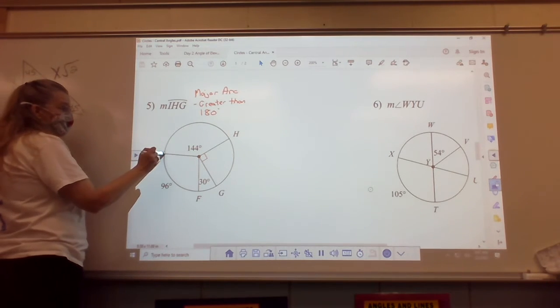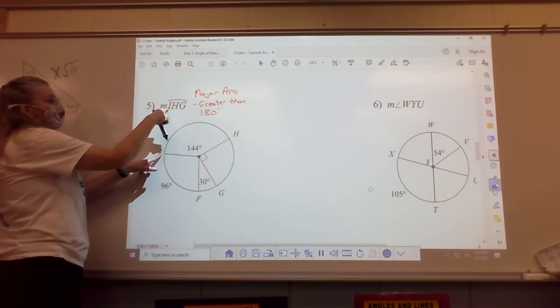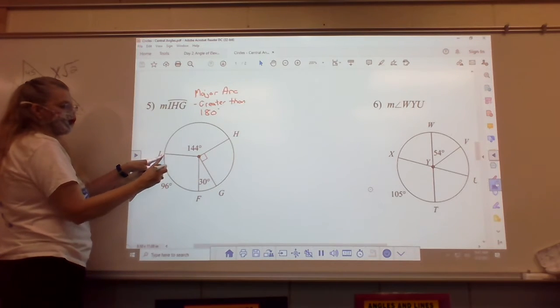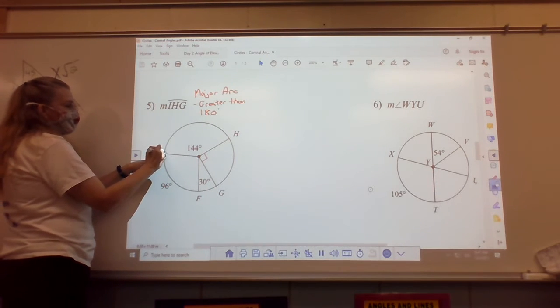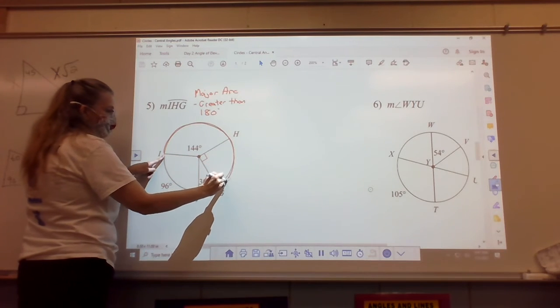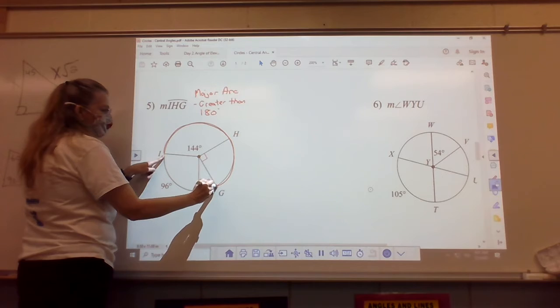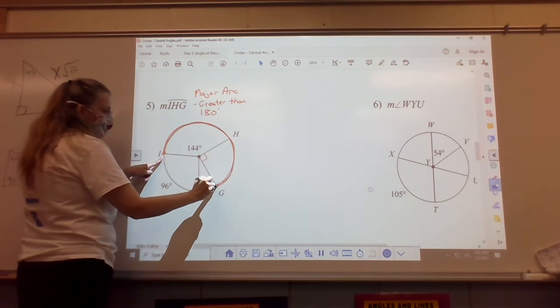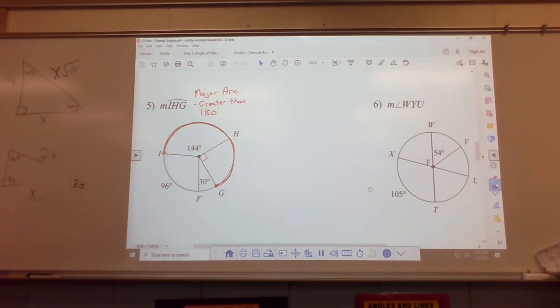So I is where I'm starting. Now if it was just IG, I'd go from here to here, which is a minor arc, but I'm going the long way around. So I'm going I through H, stopping at G. So that's why there's 3 letters. Because it's telling you have to go through another point to get to the last point. And it's known as a major arc. It's greater than 180.